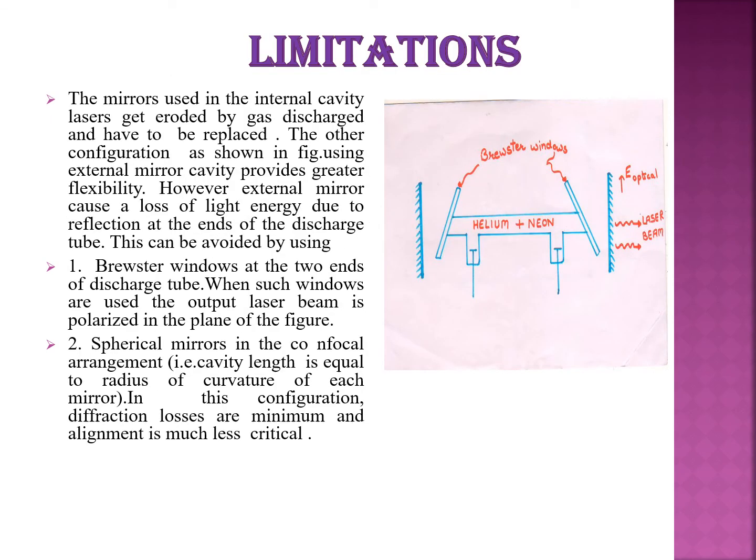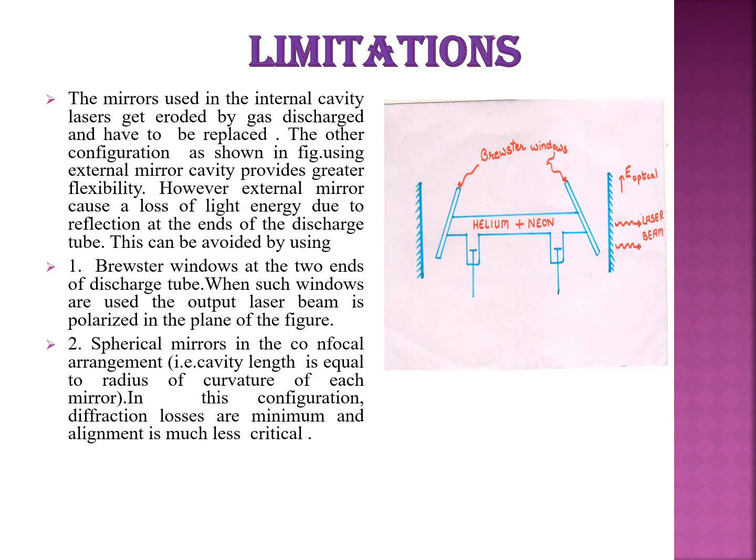Limitations. The mirrors used in the internal cavity laser get eroded by gas discharge and have to be replaced. The other configuration, as shown in the figure, using external mirror cavity provides greater flexibility. However, external mirrors cause a loss of light energy due to the reflection at the end of the discharge tube. This can be avoided by using Brewster's windows at the two ends of the discharge tube. When such windows are used, the output laser beam is polarized in the plane of the figure.